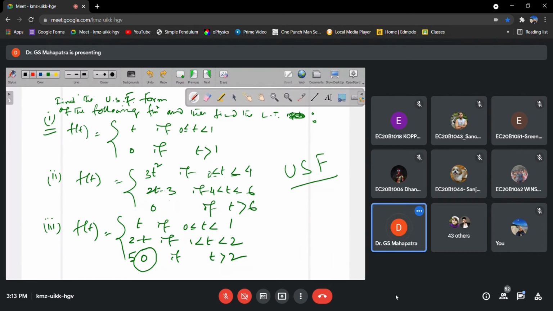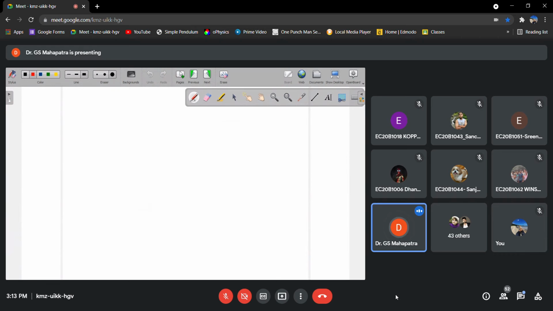So now I will go to the next one, which is inverse. How to find the inverse?